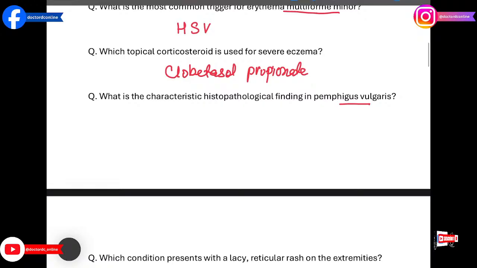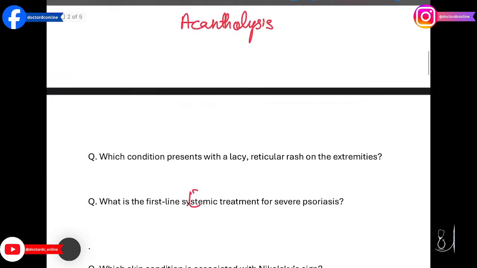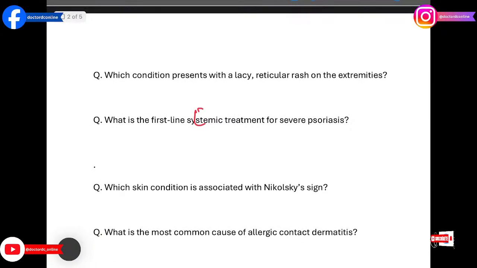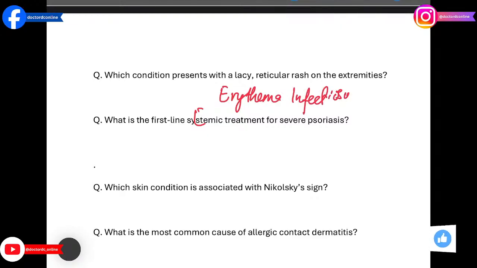What is the characteristic histopathological finding in pemphigus vulgaris? Acantholysis. Loss of keratinocyte adhesion causes intraepidermal blisters and erosions. Which condition presents with a lacy reticular rash on the extremities? Erythema infectiosum. Parvovirus B19 causes this rash following a slapped cheek appearance in children.